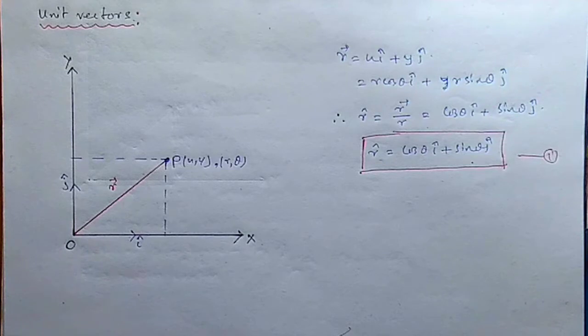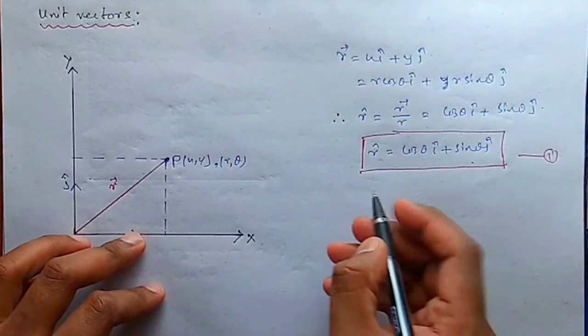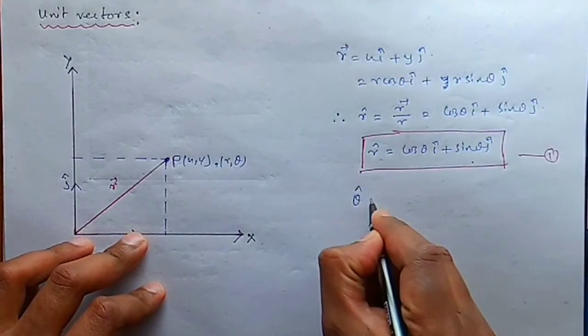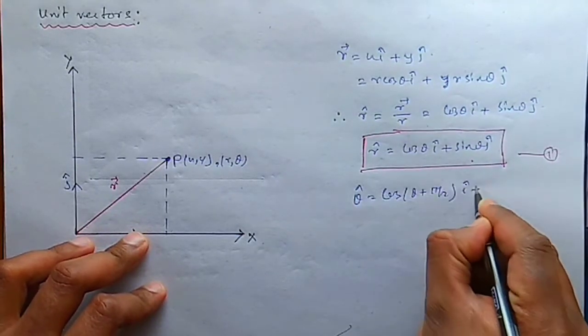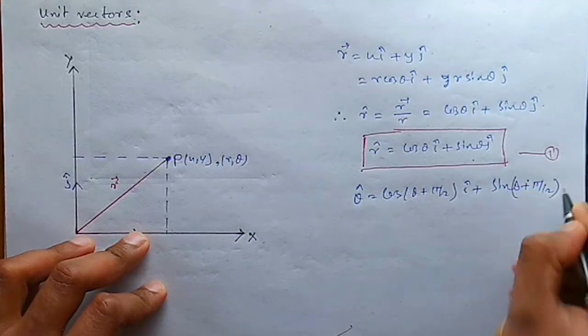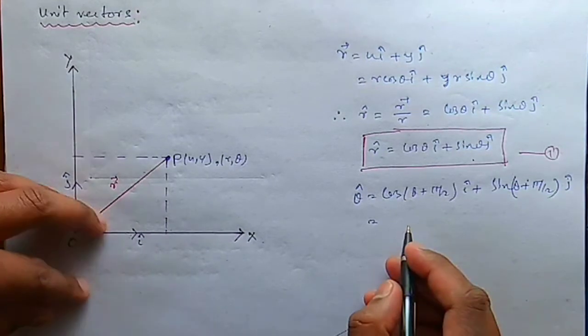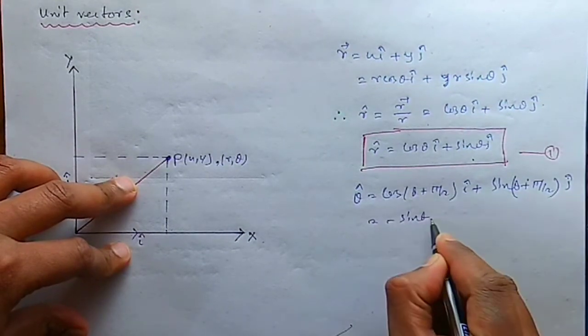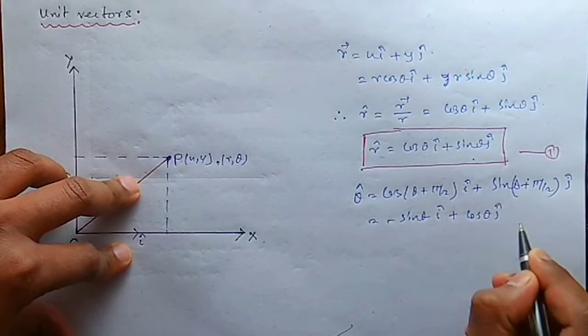Now the unit vector theta cap is perpendicular to r cap. So increasing the angle in equation 1 from theta to theta plus pi by 2, we get theta cap is equal to cos(theta plus pi by 2) i cap plus sin(theta plus pi by 2) j cap, which gives theta cap is equal to minus sin theta i cap plus cos theta j cap.